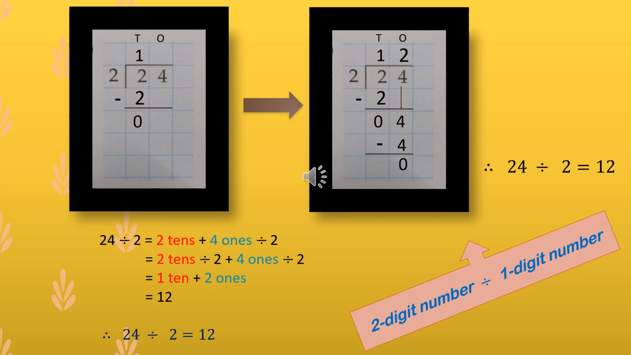Then we will divide this 4 ones by 2. We will get the answer 2 ones. So it can be written as 1 ten plus 2 ones, which is equal to 10 plus 2, that is 12. Yes. So children, with this method also we get the same answer. Therefore we can say 24 divided by 2 is equal to 12.